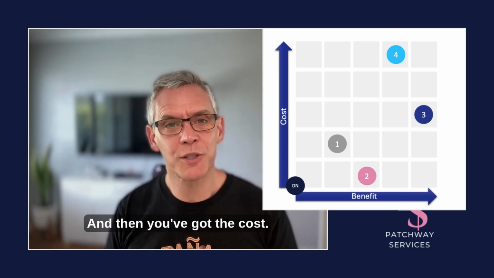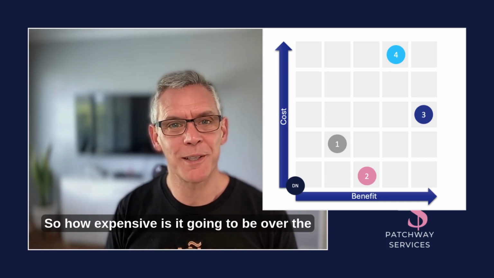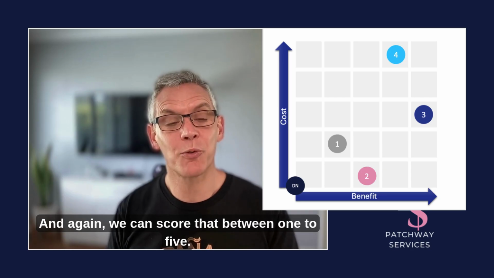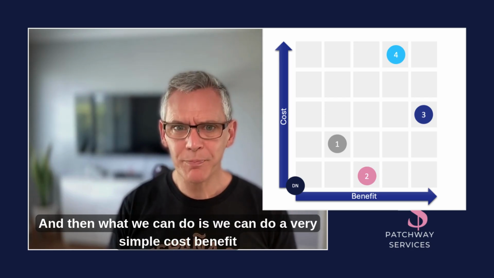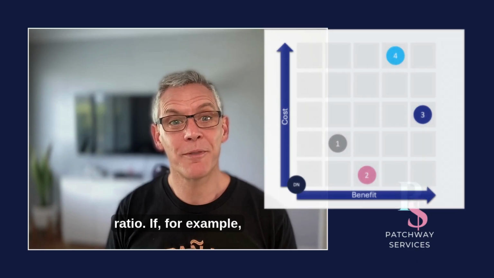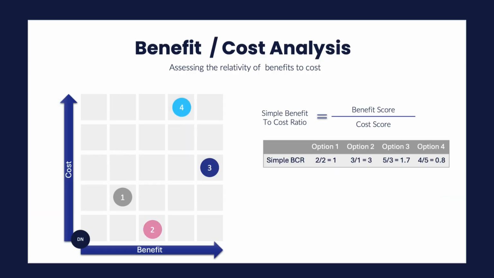And then you've got the cost. So how expensive is it going to be over the whole of the life of the investment? Again, we can score that between 1 to 5. And then we can do a very simple cost benefit ratio. For example, here we're looking at option 3, which has got a benefit of 5, and we've scored it 3 in terms of its cost. So we'll give that 5 divided by 3, which gives us an overall simple benefit cost ratio of 1.7.